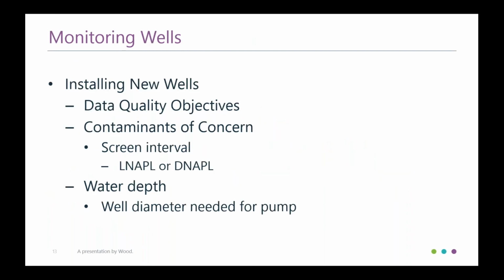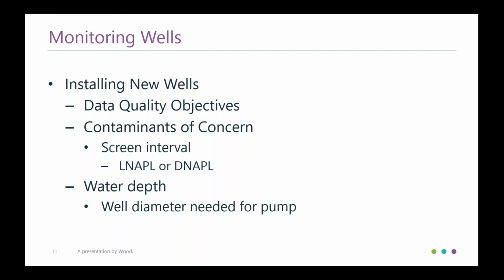When you're installing new monitoring wells, again, you think about those data quality objectives. I think sometimes people forget that they change, and how you install that well and the purpose of it might change what kind of well you need. You've got to be looking at the contaminants of concern. Are they light? Are they petroleum? They're going to be at the top of the water screen. Are they dense products, coal tar, PCE, and they're going to sink? They're dense, non-aqueous, and they're going to be at the bottom of the water column.